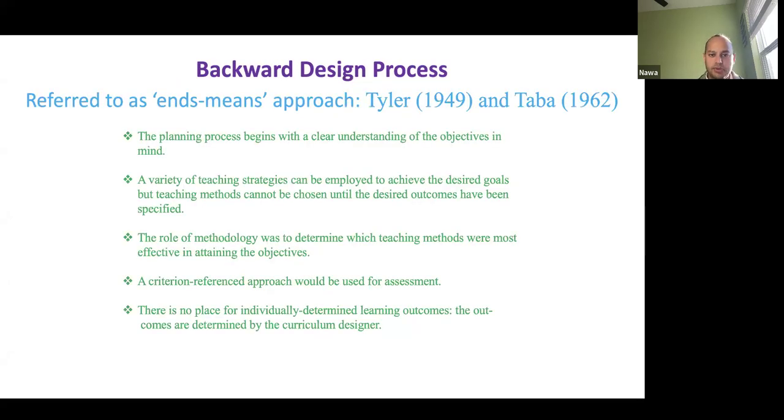So this approach is also referred to as the ends-means approach, because we set the objective first, the ends we want to get from the class. And then the means is the methodology we want to use to achieve those ends. So this is also called the ends-means approach. This approach starts with a clear understanding of the objectives in mind. What do I want to teach my students here?